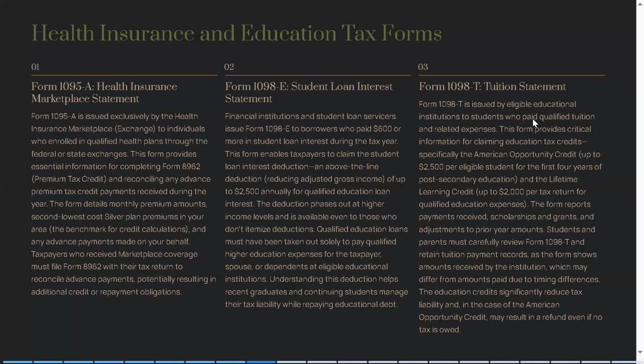Has anybody had any run-ins with the 1095-A on here? Whether it was with yourself or for a client, because this is becoming a big thing within the recent years. A lot, yes.